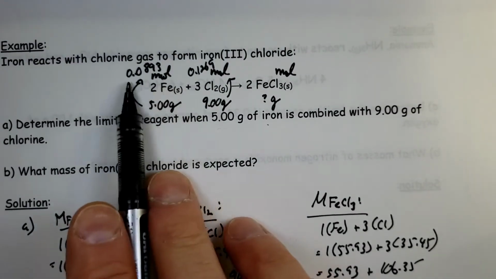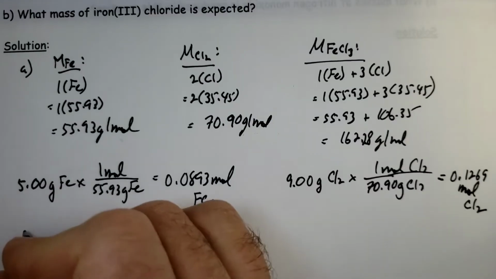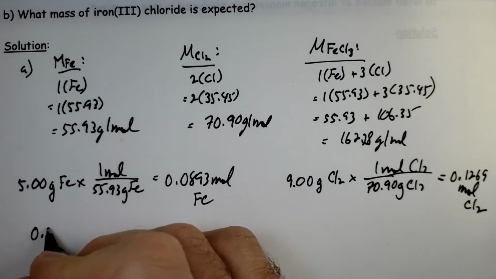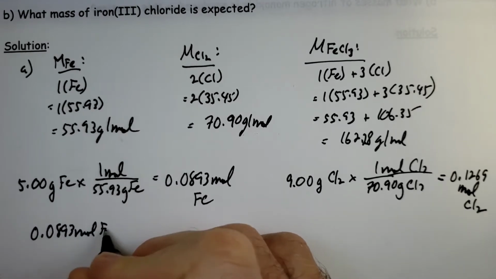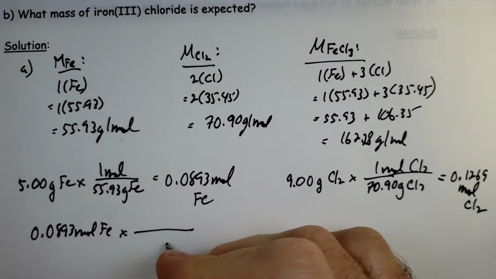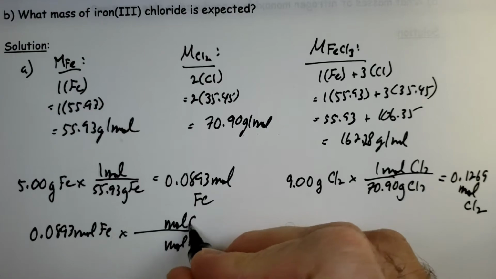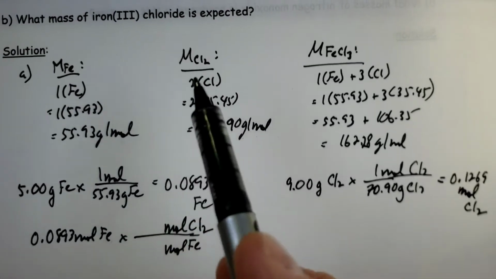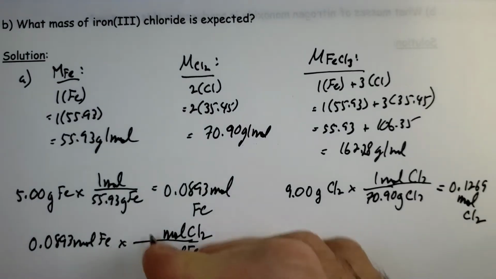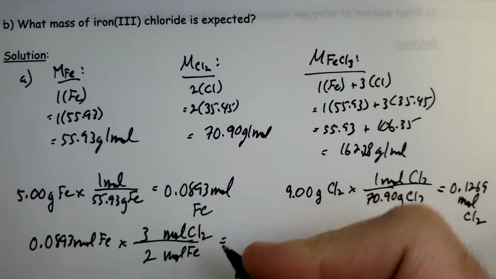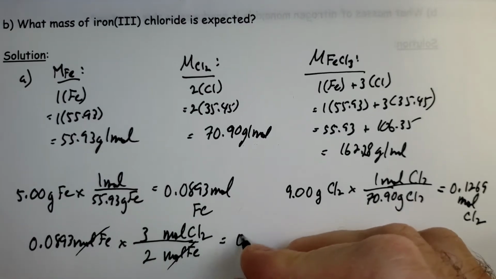So we'll start off with this 0.0893 moles of iron. And I'm going to be comparing moles of iron with moles of chlorine. And of course, according to the balanced equation, 2 moles requires 3 moles. So moles and moles cancel. That's going to give me this.